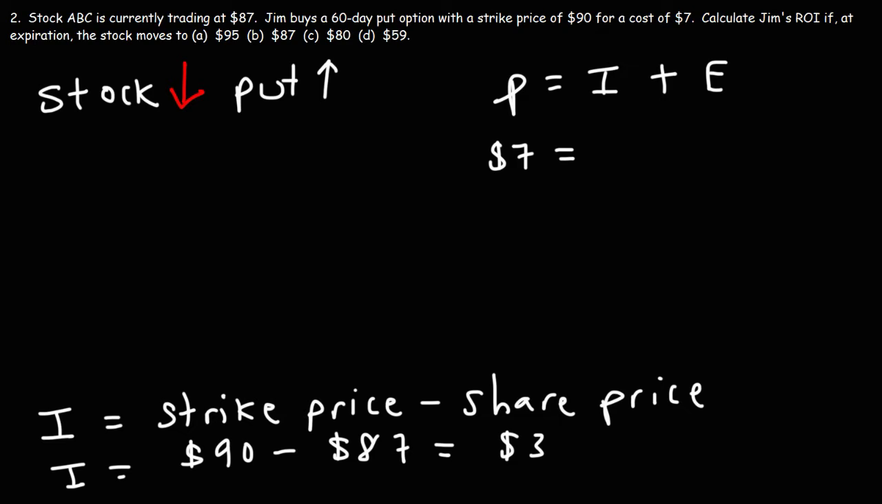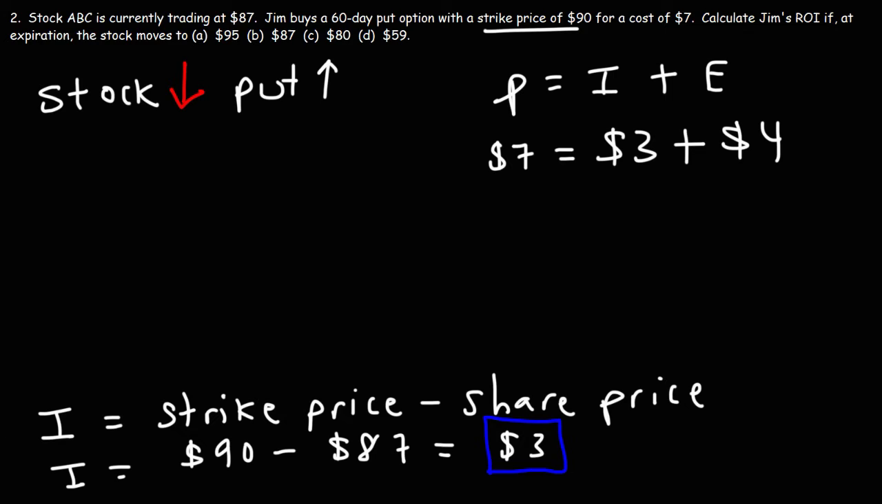The put option is a contract that gives the owner the right to sell the stock at the strike price. During the 60-day period while this put option is active, Jim can sell 100 shares of stock at $90. So right now he can buy the stock at 87 and then sell it at 90 for a profit of $3. That represents the intrinsic value of the put option. So if the intrinsic value is $3, the extrinsic value is currently $4.